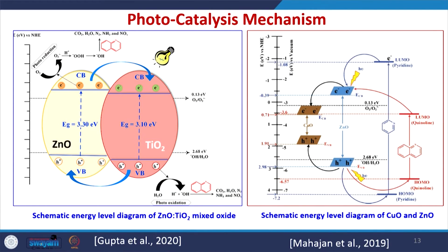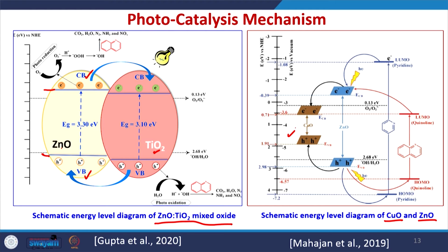How to understand the interaction can be done using these particular equations. We can see here for zinc oxide, the valency band and the conduction band levels are given here. The band gap is 3.3 electron volt. Similarly, for TiO2 also this is given here. So, we can see whether interaction between them is possible. This is for some zinc oxide, titanium mixed oxide. So, we can know the band gap levels. Similarly, we can see here another condition for copper oxide and zinc oxide.